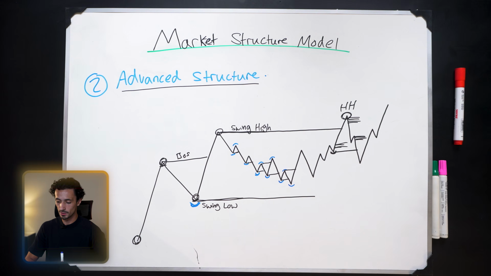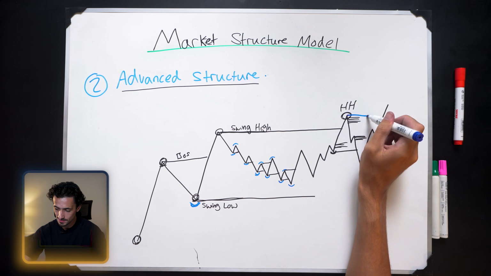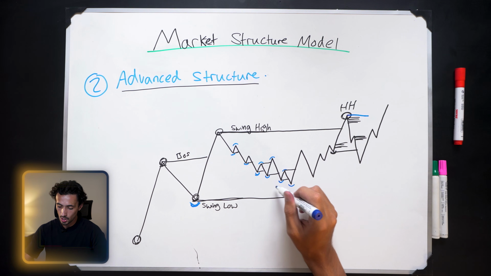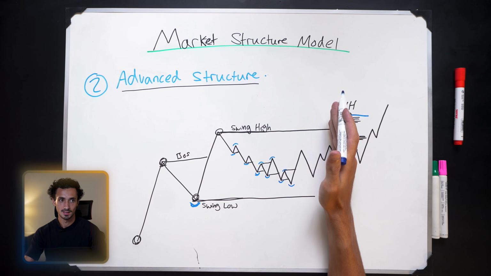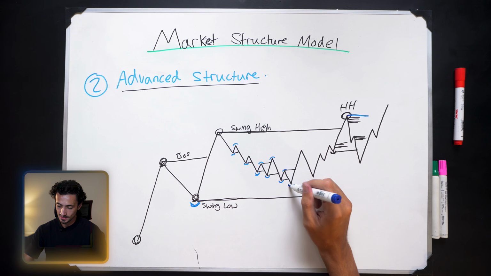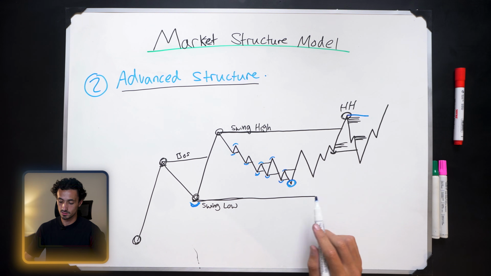They're still trying to understand market structure, but they're just understanding it wrong. Because the reality is that we are bullish. This right here is the swing high, and the lowest point that price pulls back before we break the high is the swing low. So this right here is the swing low.